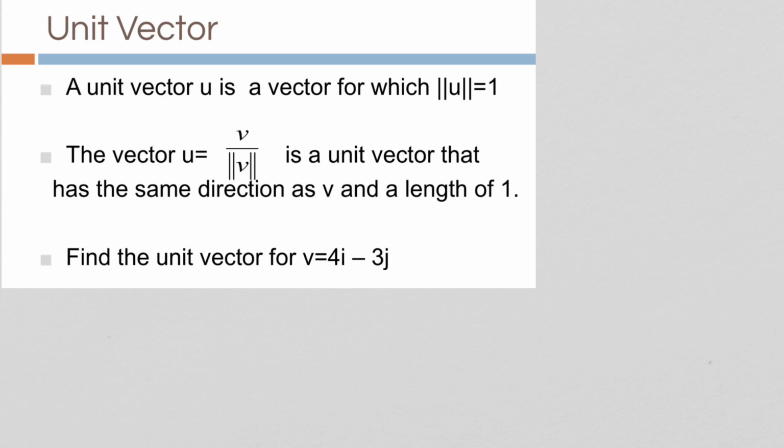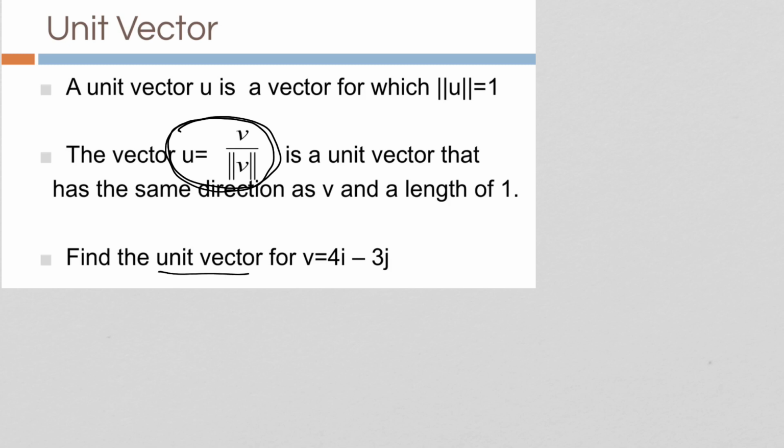All right, the last thing we're going to be learning for day 1 is what is a unit vector. It's a vector whose magnitude is 1. To figure out a unit vector for a vector, we're going to be taking the vector and dividing it by its magnitude. So that's the formula to find a unit vector. So let's take a look at this example here.